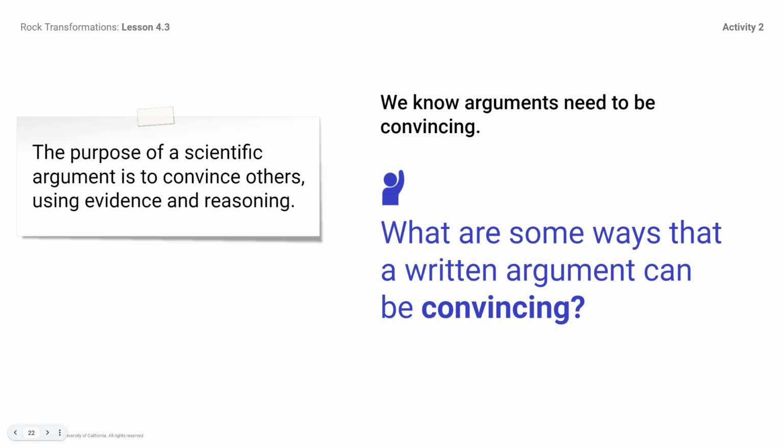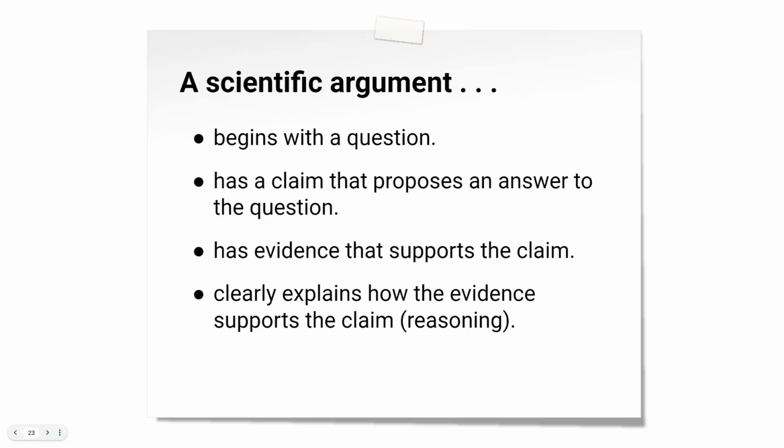We know arguments need to be convincing. The purpose of a scientific argument is to convince others using evidence and reasoning. What are some ways that a written argument can be convincing? You might respond, it uses strong evidence, thoroughly explaining how and why the evidence supports the claim. The writing is clear and easy to read.